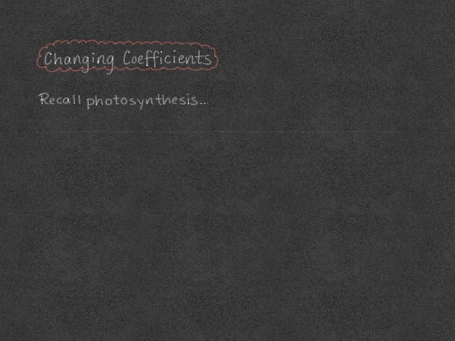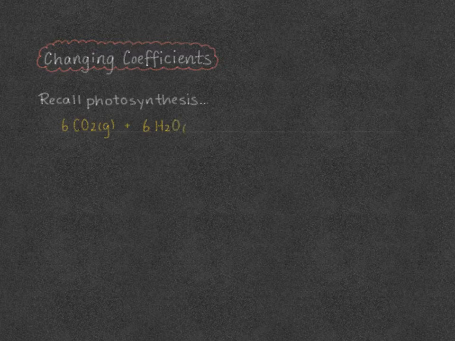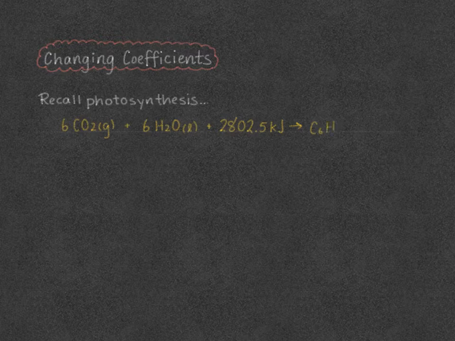We're going to look at what happens when we change the coefficients of our chemical reaction. So we're going to recall photosynthesis. I'm going to start by writing the balanced thermochemical equation for photosynthesis. So 6 carbon dioxides plus 6 waters plus 2,802.5 kilojoules of energy forms 1 glucose molecule, or 1 mole of glucose, and 6 moles of oxygen.